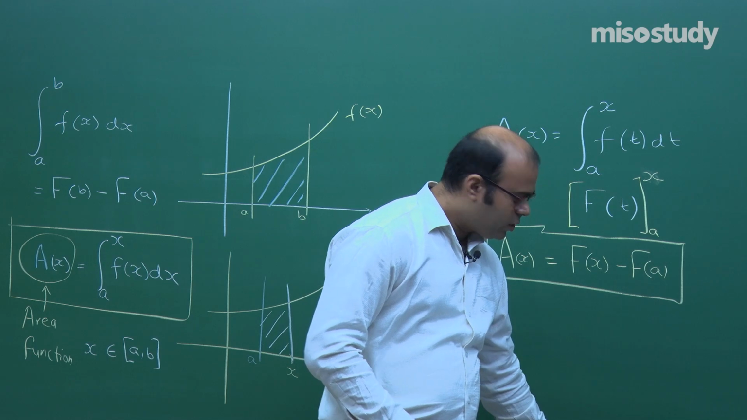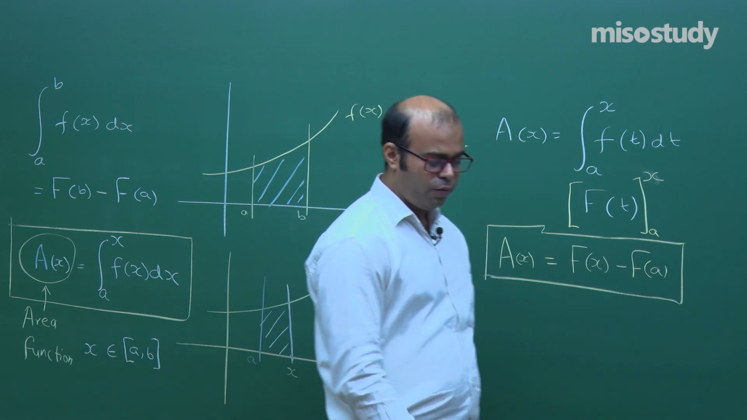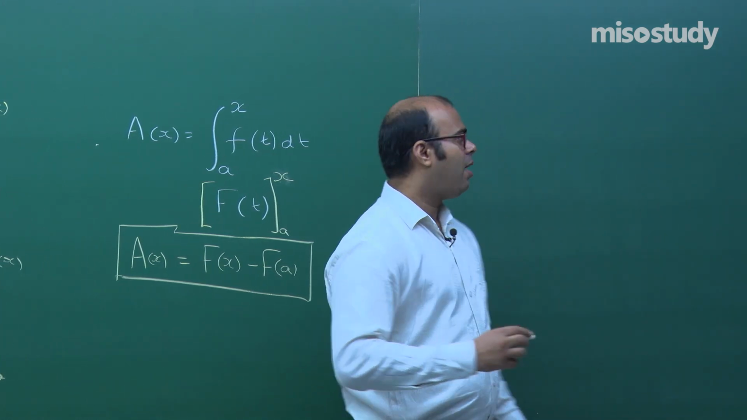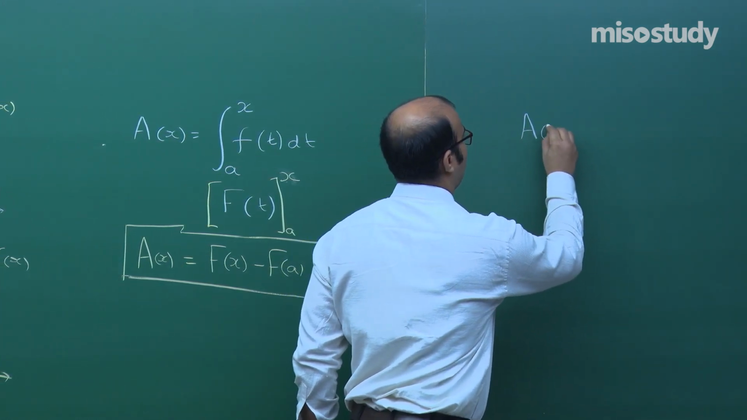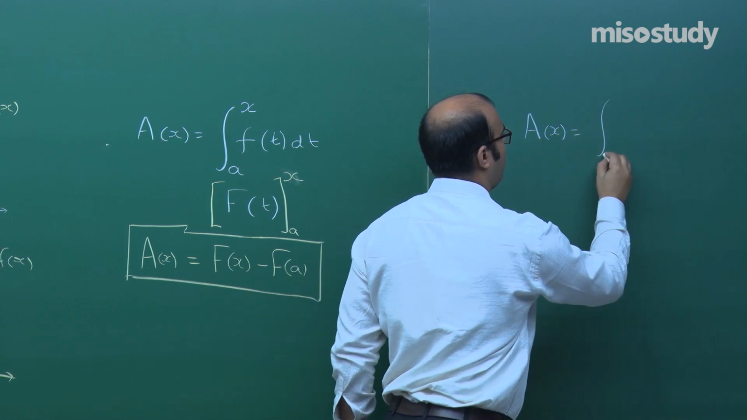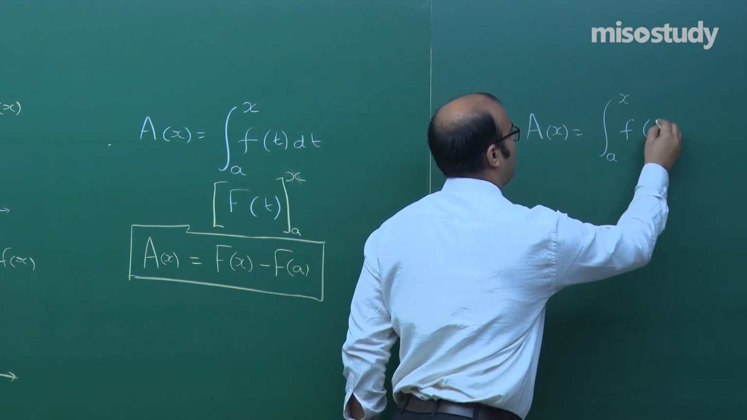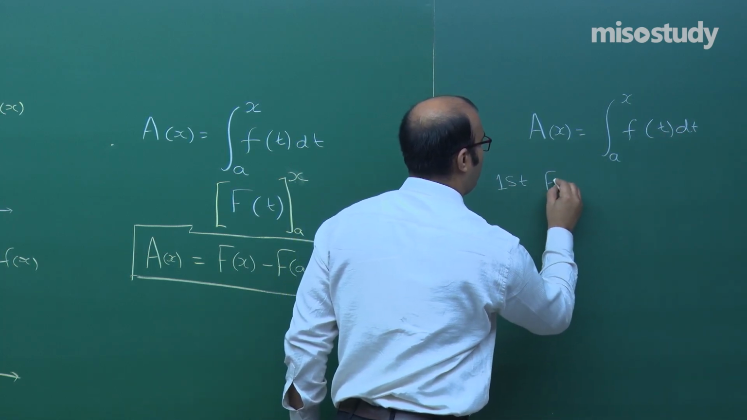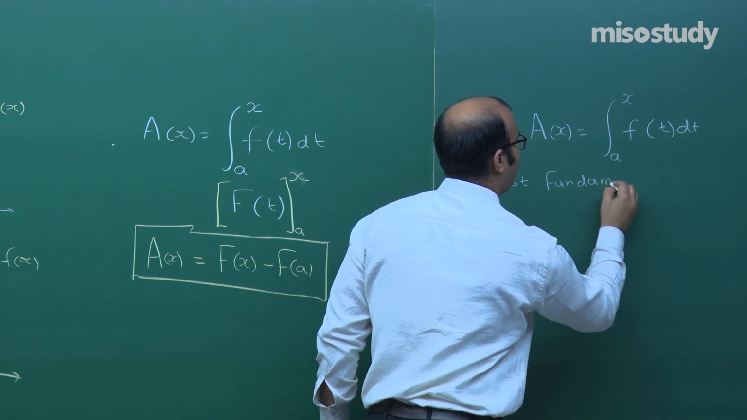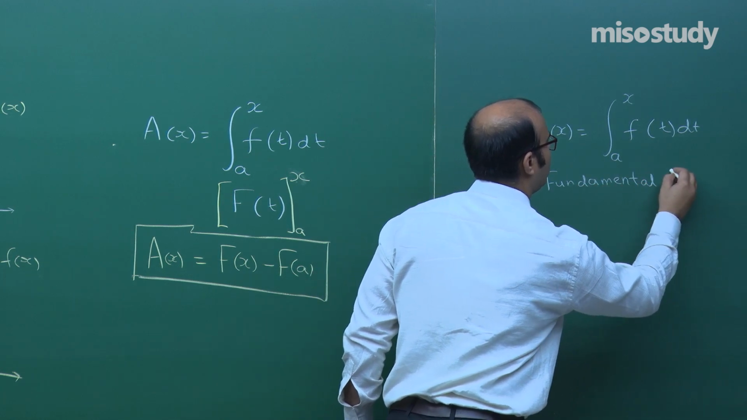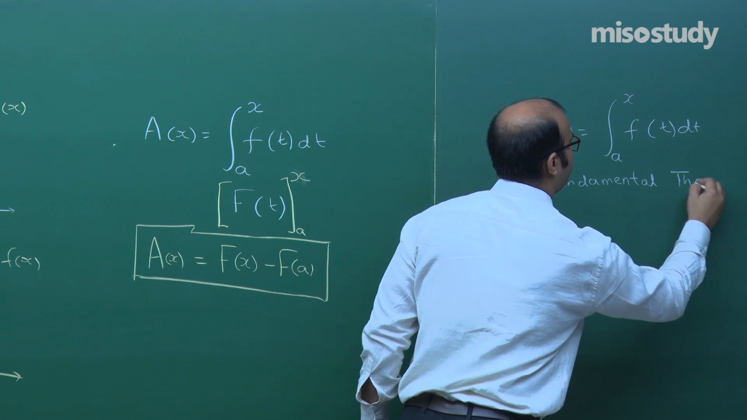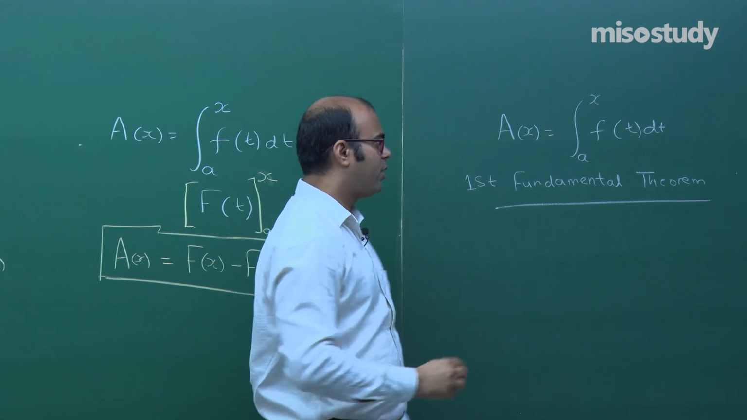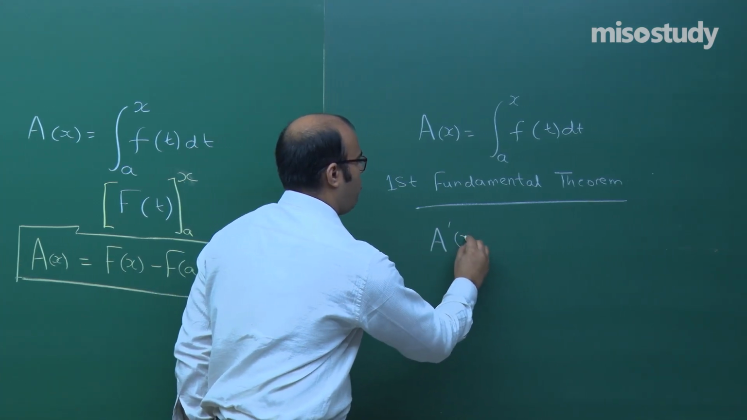Now the point which I have to tell in the first fundamental theorem of calculus, let us come to that. That point says that if we have an area function, let us say A(x) is equal to the integral from a to x of f(t) dt, then the first fundamental theorem of calculus says: if we differentiate the area function A(x), what do we get, A dash x?